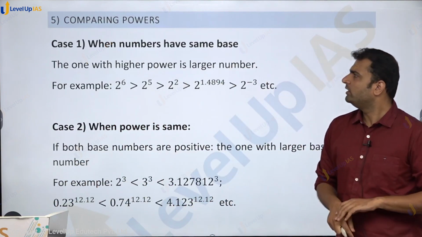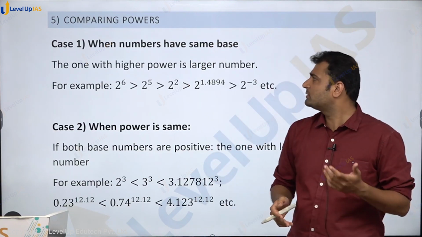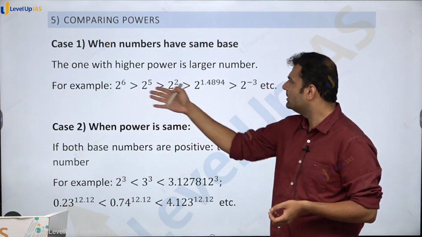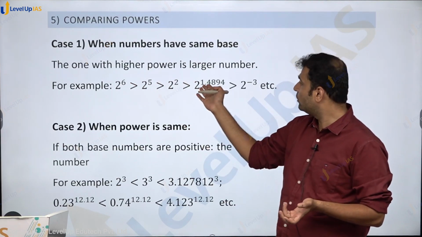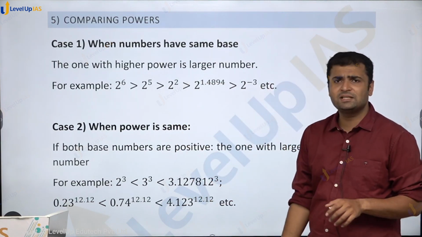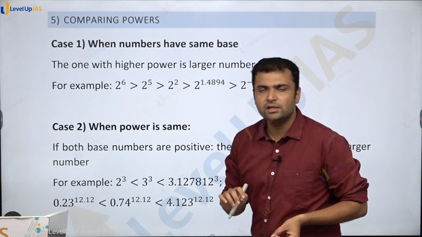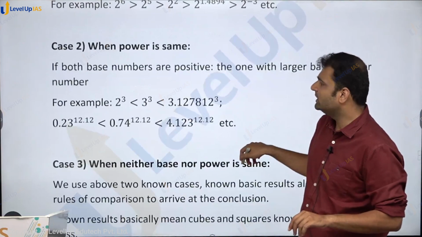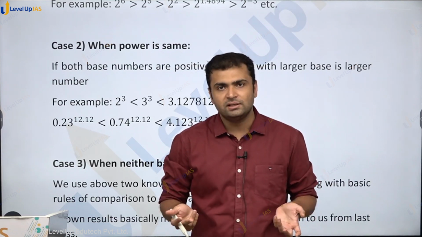Let us see. If you have same base, that is case number 1, so the number with highest power is higher number. वो very, very logical. मतलब if we have say everywhere base 2 is there, so 2⁵ is bigger than 2², 2² is bigger than 2 to the 1.4894 or whatever quantity it is, that would be bigger than 2⁻³. So if the base is same, then number with higher power is bigger number. As simple as that. Second case, when the power is same, then the number which has a larger base is the bigger number.